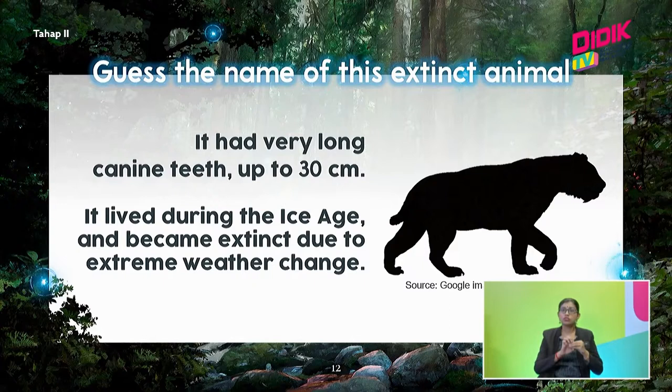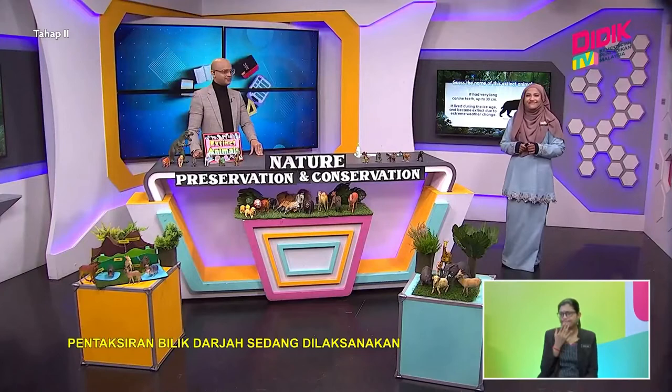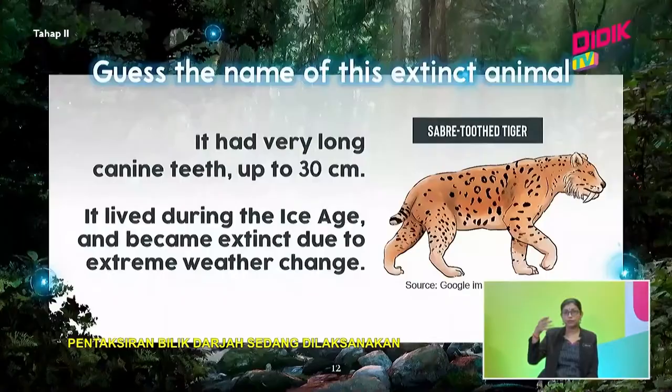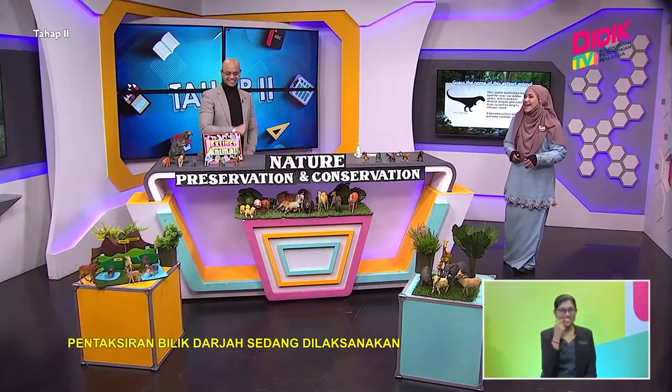It looks like a tiger, and it has long canine teeth. So if I'm not mistaken, this is the saber-toothed tiger. Saber-toothed tiger, or is it a saber-toothed lion? No, saber-toothed tiger. Yes, you are right, Abang Sean. Yay! And the next one, this is really simple.